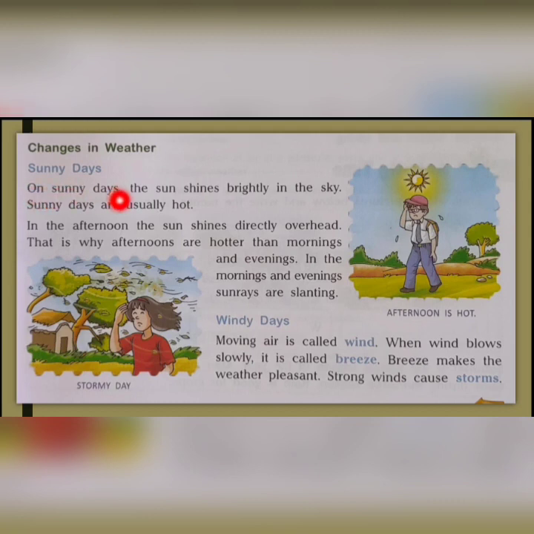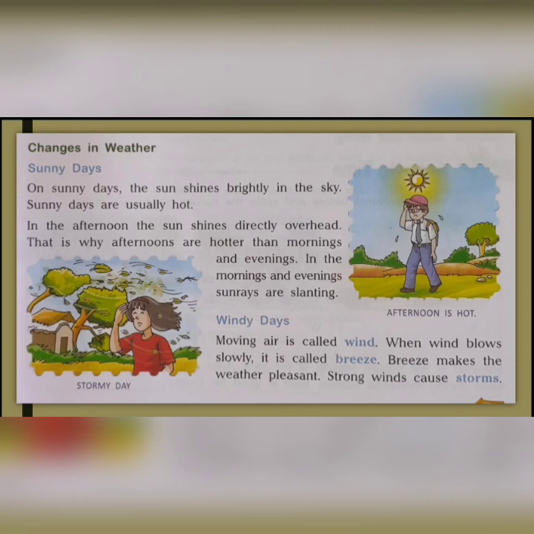On sunny days the sun shines brightly in the sky. Sunny days are usually hot, we all know that, right? In the afternoon the sun shines directly overhead. That is why afternoons are hotter than mornings and evenings. In the morning and evening sun rays are slanting. That's why we don't feel so hot as compared to afternoon.